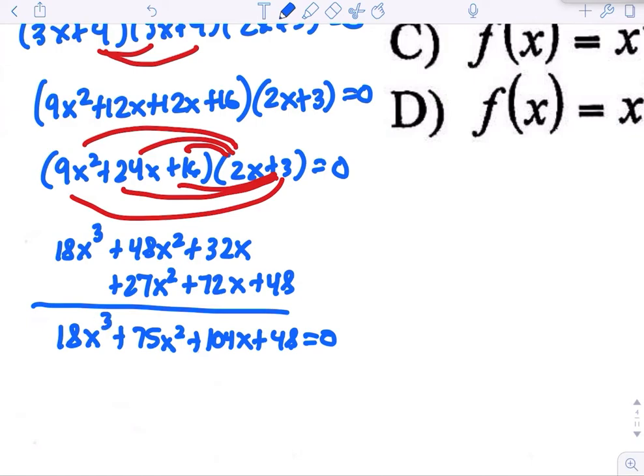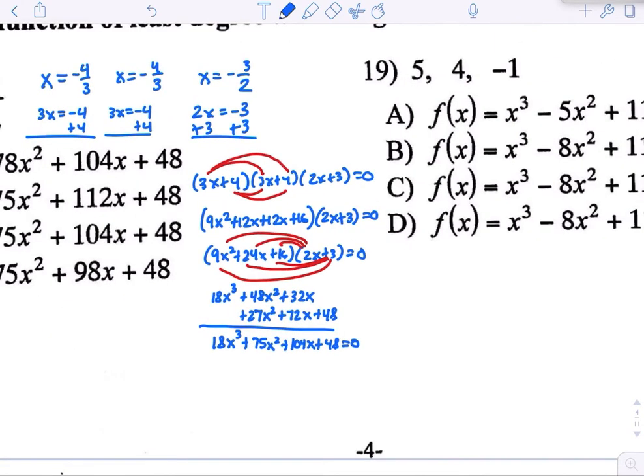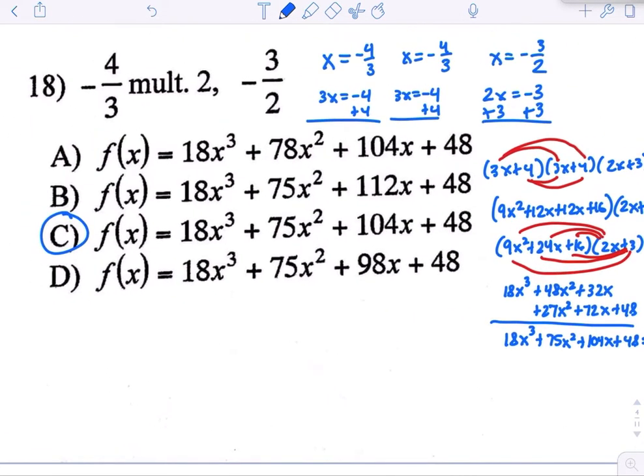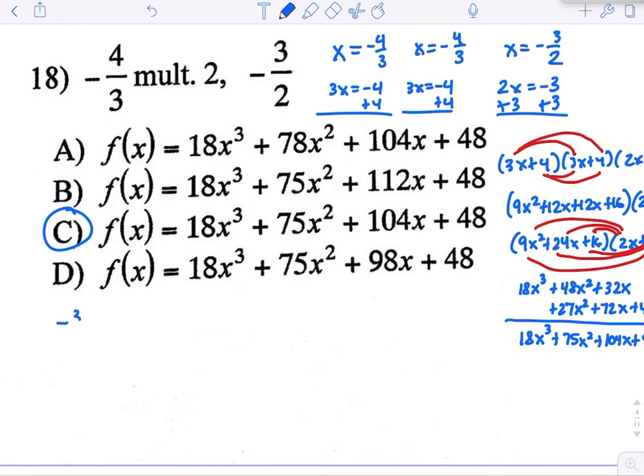Alright, sorry for that. So 104x plus 48. And the only one that looks like that is this one. Now, this is how you guys can check your work, right? To check your work, I would just make one of those zeros and just do synthetic division. So if we were to pick C, we have 18, 75, 104, and 48 as our coefficients.